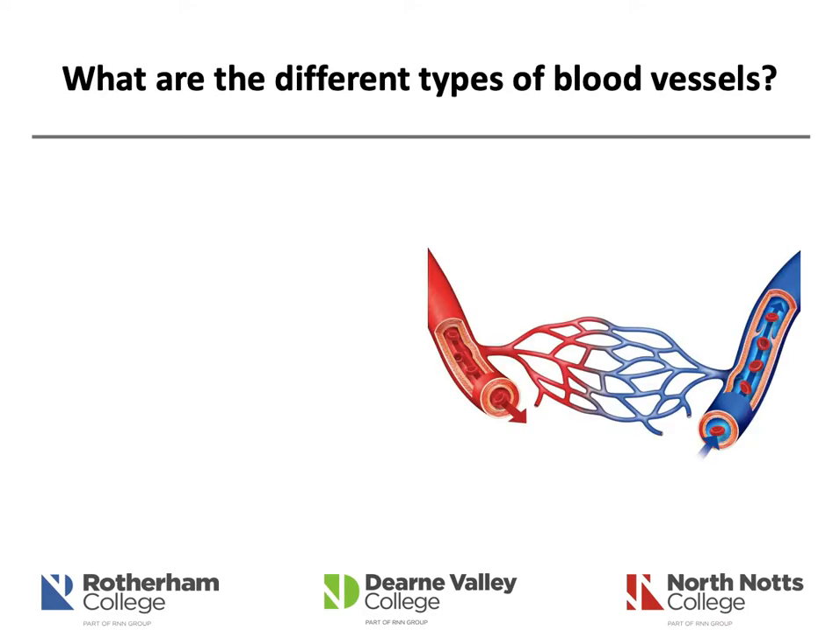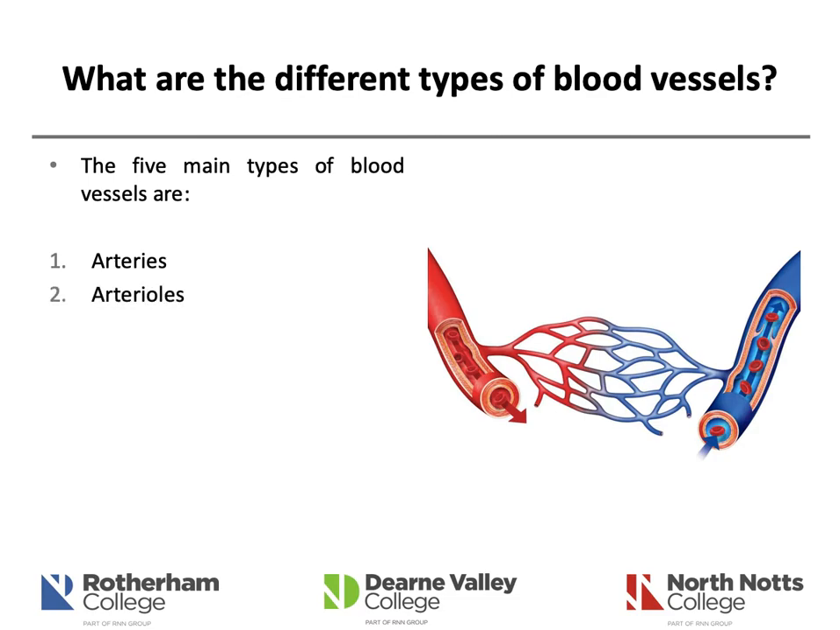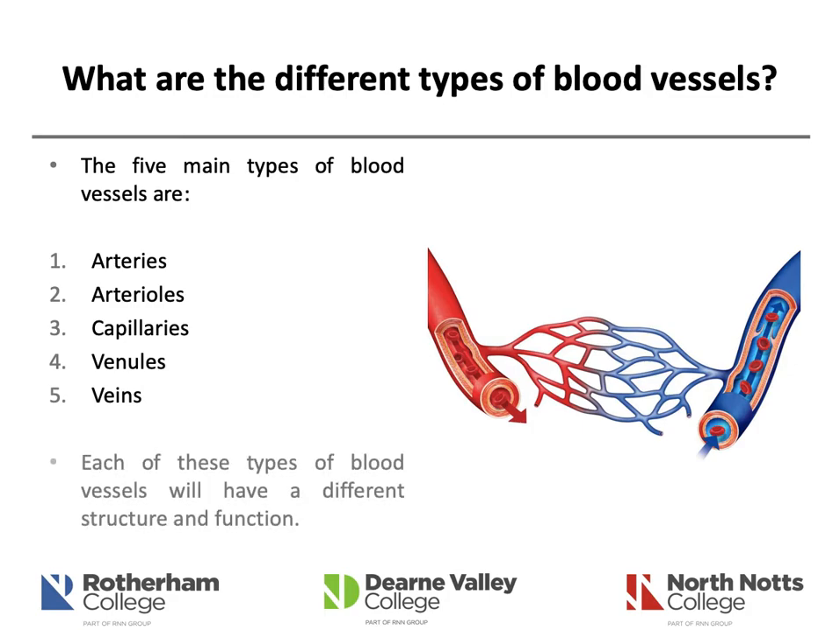So what are the different types of blood vessels? Well, there are ultimately 5 main types of blood vessels. We've got arteries, arterioles, which literally means small arteries, capillaries, venules, small veins, and veins. Each of these types of blood vessel will have a different structure and function, and ultimately this is what we need to be exploring.